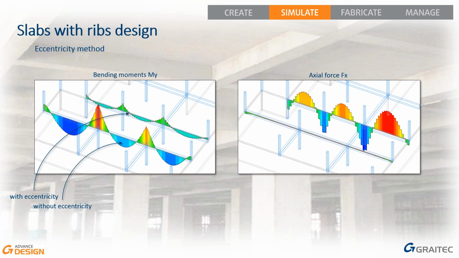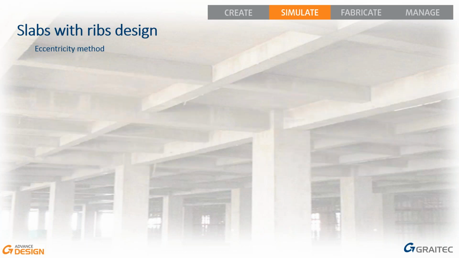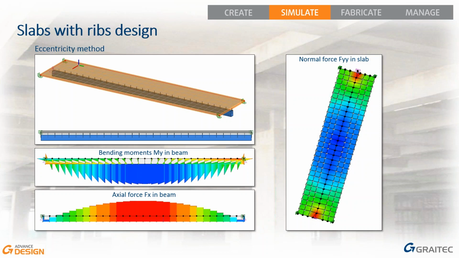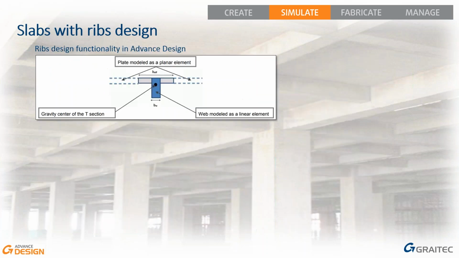But there is this axial force that appears in the beam, and it's because the beam and the slab start working as a truss. Your slab is now the top chord, which is compressed, and your beam is now the bottom chord, which is tensioned. So to get rid of that and get your design efforts real, you actually need to use the RIBS design engine within advanced design.